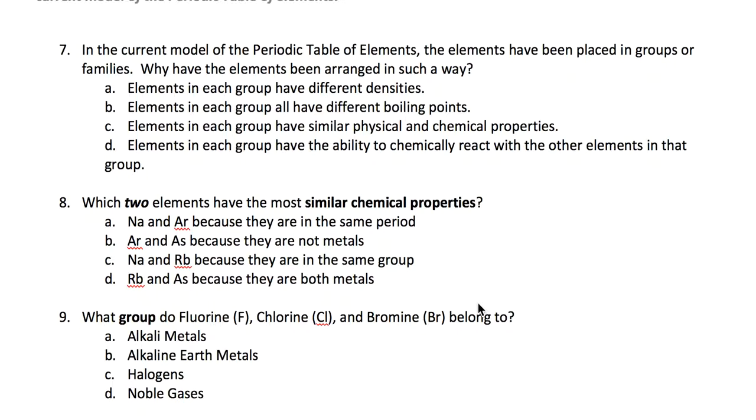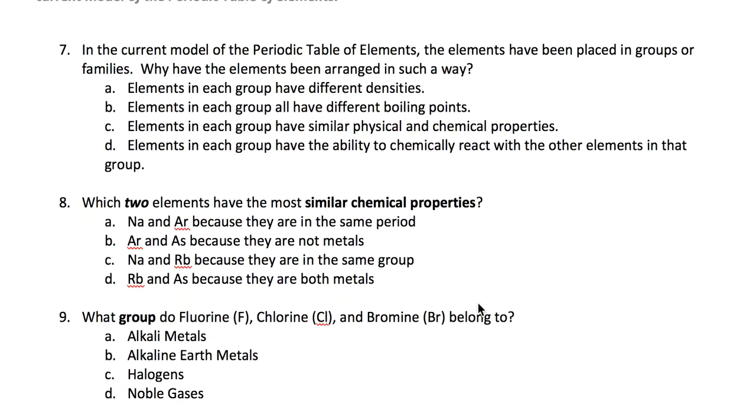Question 7. In the current model of the periodic table of elements, the elements have been placed in groups or families. Why have the elements been arranged in such a way? A. Elements in each group have different densities. B. Elements in each group have different boiling points. C. Elements in each group have similar physical and chemical properties. D. Elements in each group have the ability to chemically react with other elements in that group.